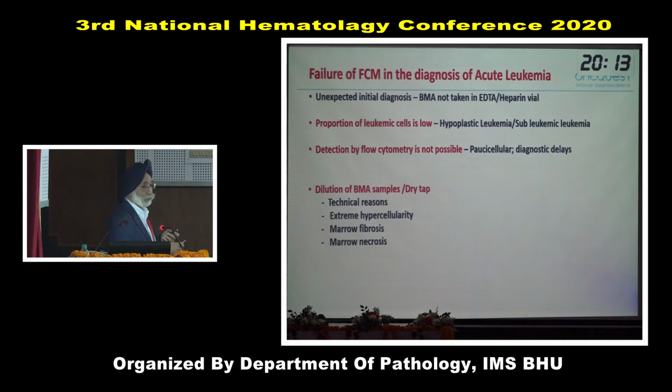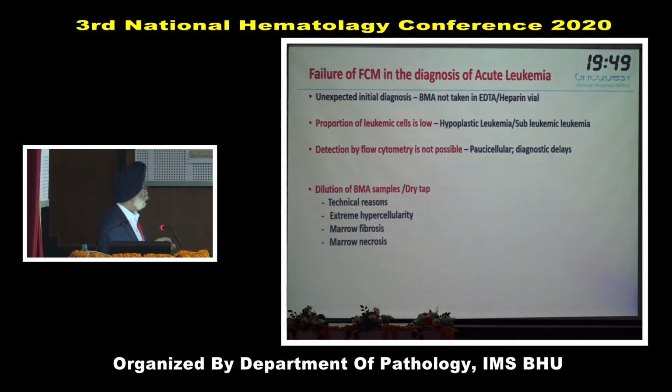Or there is a marrow necrosis. You have put in a needle and what you find is nothing is coming, or some necrotic material if you have made the smears. Or extreme hypercellularity. That means when the cells are too many and too closely packed, they are again inaspirable. So the result is we can't tell the clinician it is acute leukemia.